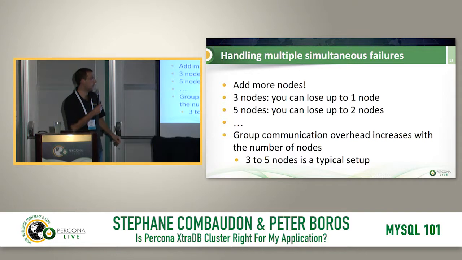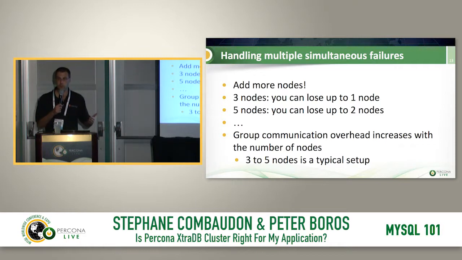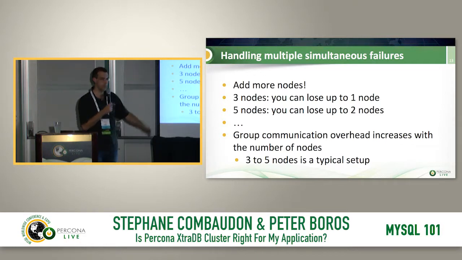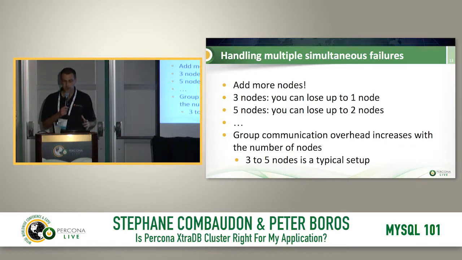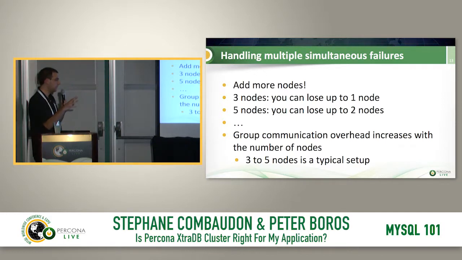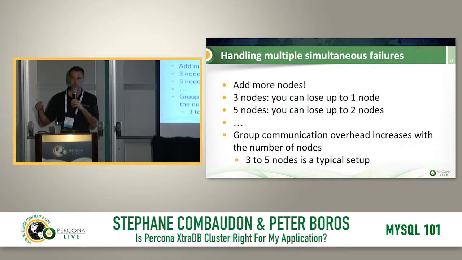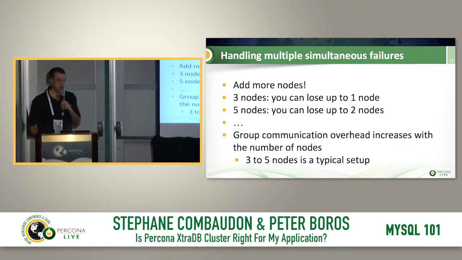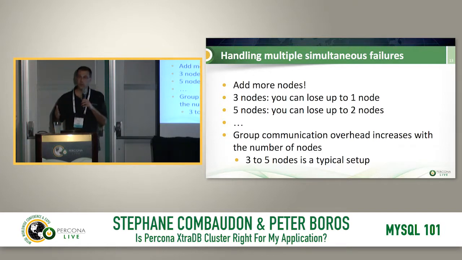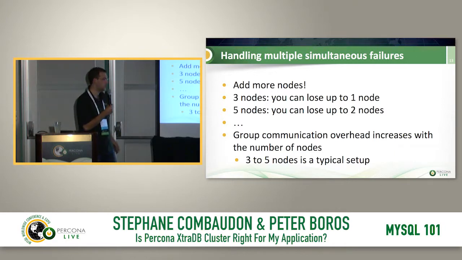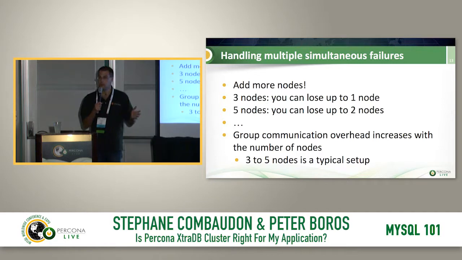If you would need to handle gracefully more simultaneous failures, you would need more nodes. However, keep in mind that PXC works with group communication. It has some overhead. And if you have 3 nodes, that's okay. If you have 5 nodes, that's okay. If you have 25 nodes, that's probably not okay, right? So it probably doesn't make sense to go further than, let's say, 7 or 9 nodes.